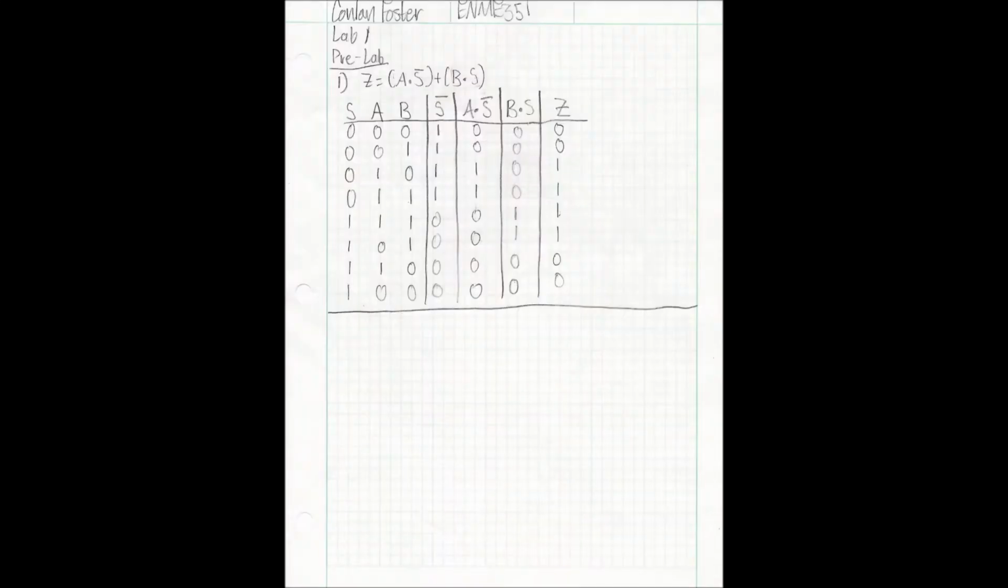The first image shows the truth table I have drawn for a 2x1 multiplexer that includes the intermediate steps. The intermediate steps are S inverted, an AND gate between A and the inversion of S, an AND gate between B and S, and the ultimate OR gate that results in Z.